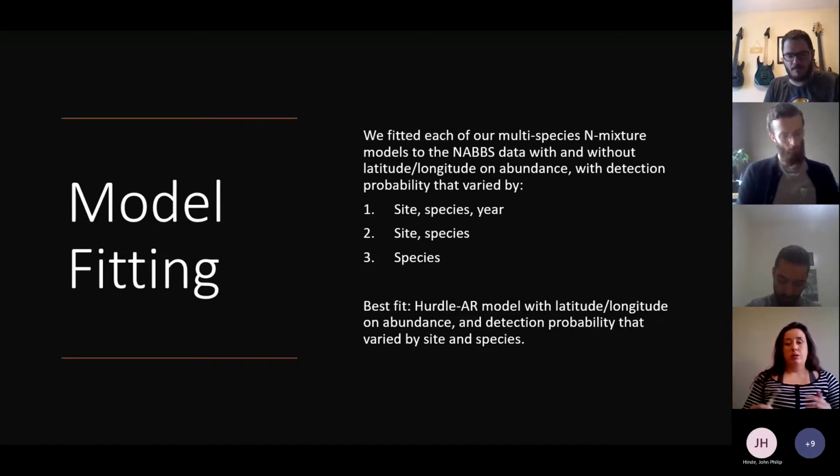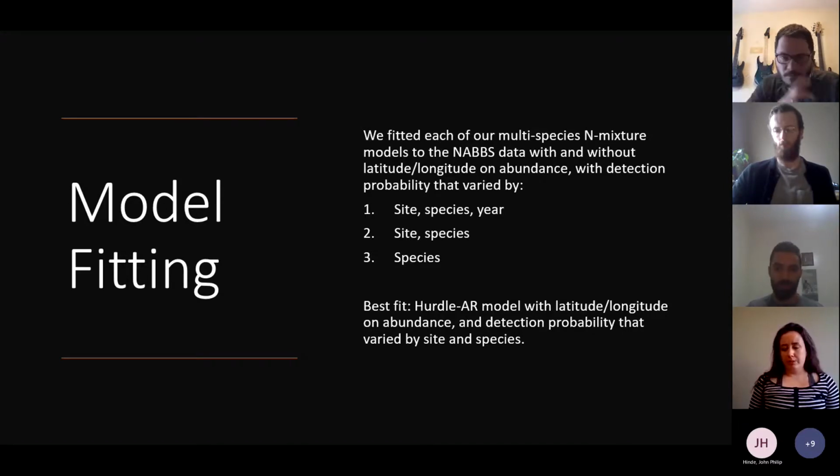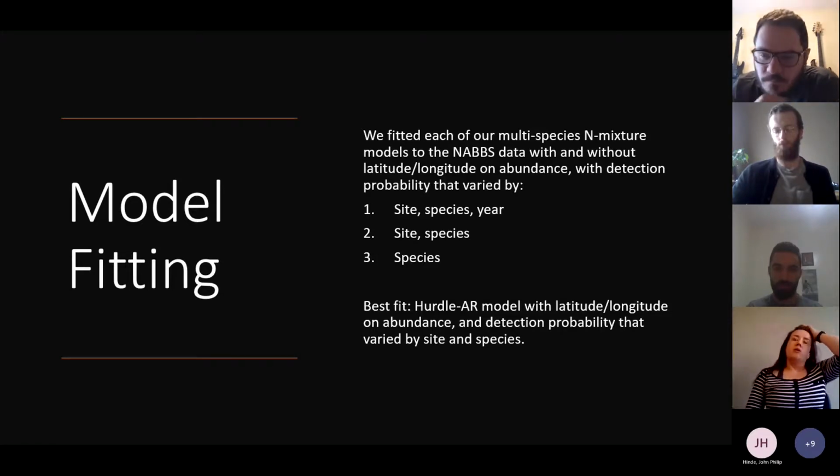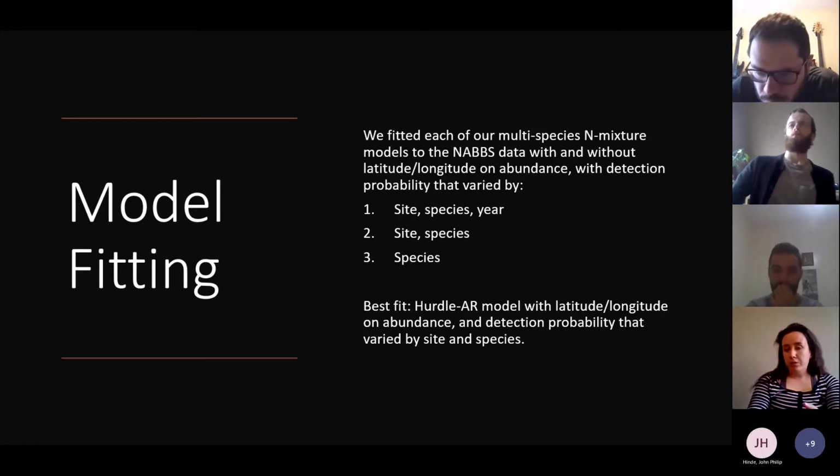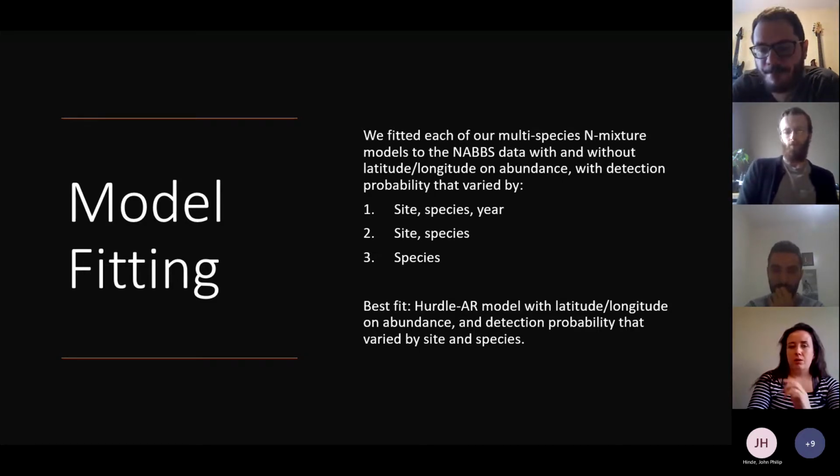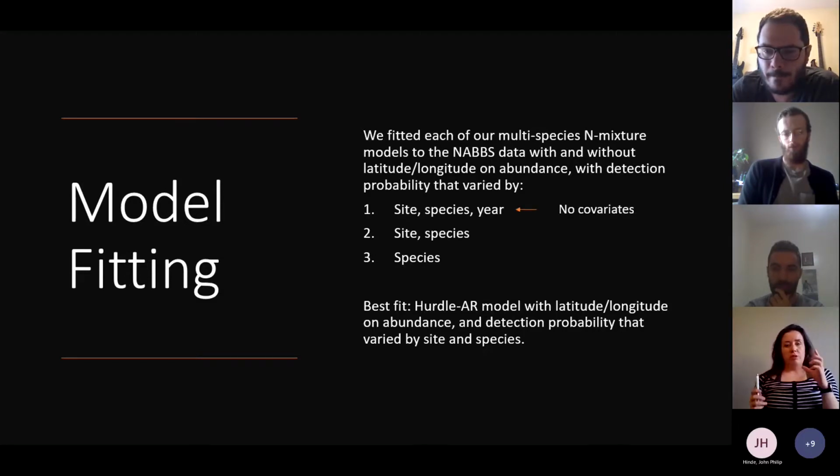And what we found was that both when we had covariates on the abundance and when we did not have covariates on the abundance, the hurdle AR model was the best fit. This is what we thought going in. The difference was that when we initially fit our models without lat long on the abundance, the model that was chosen as the best one, because it had the lowest DIC value, was the one where we had a probability of detection that varied by site, species, and year.